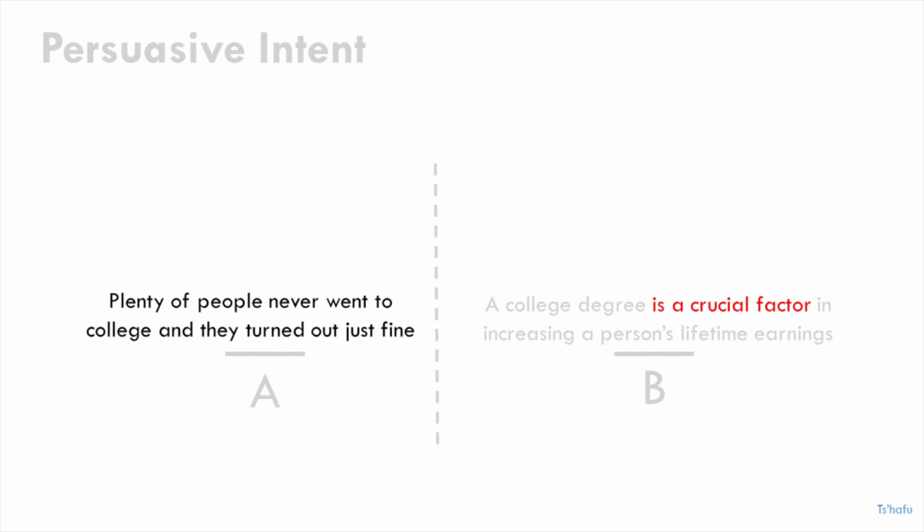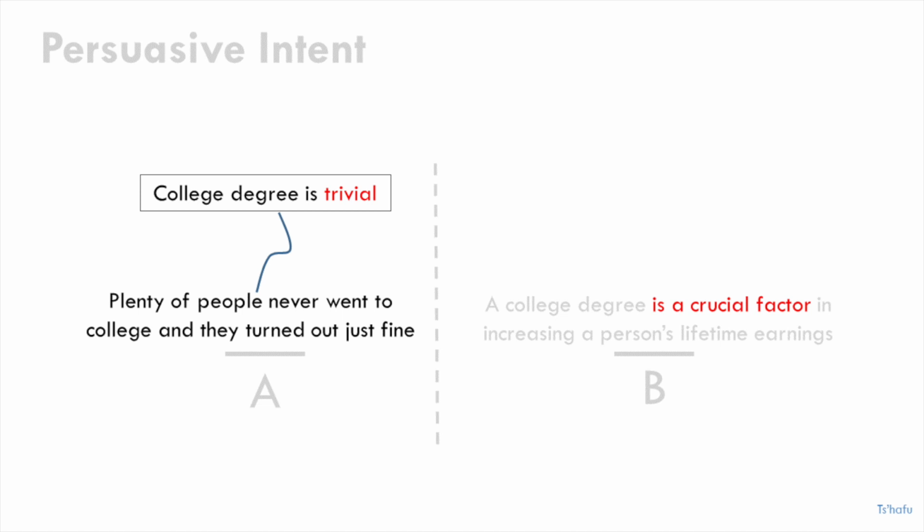When we say that plenty of people never went to college and they turned out just fine, what is it that we're saying? Well, a college degree is trivial to lifetime earnings, right? It's not that important. Steve Jobs, Mark Zuckerberg, all these people, they didn't finish college, and look, they're rich. So the statement on the left sort of implies that college degree is trivial to lifetime earnings. On the right, by saying it is a crucial factor, we are directly speaking to it.